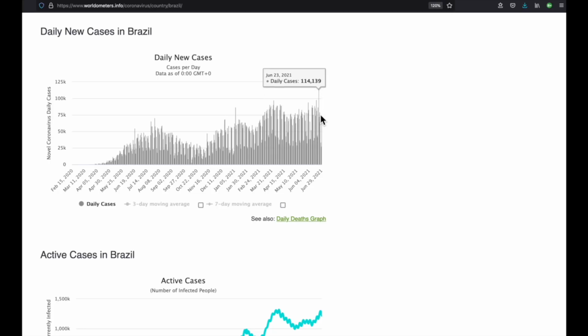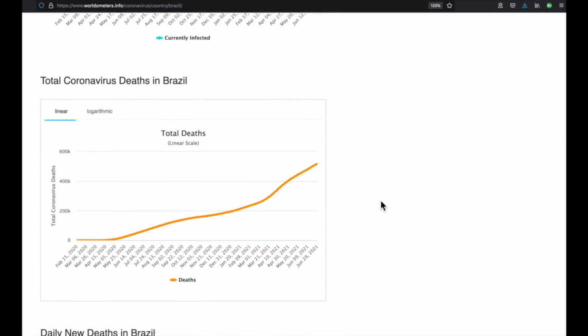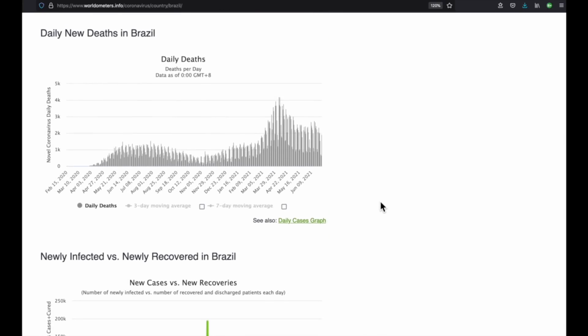And then here's daily new deaths. Well, it looks like it's coming off the peak, but I don't know that I would wager that this is definitely going to trail away. We could see something else here. So let's keep an eye on Brazil. I don't like the way this looks right now. So if you're in Brazil, be careful.